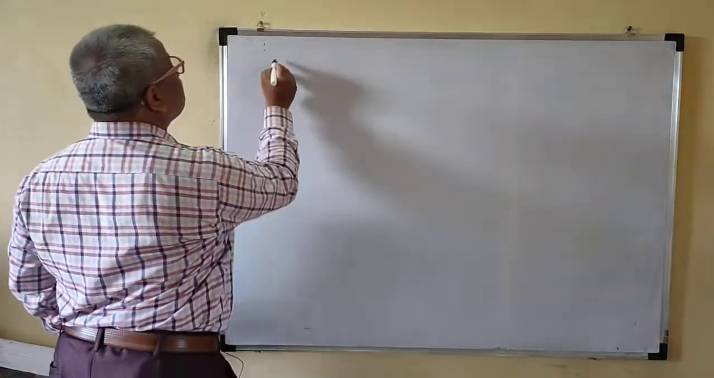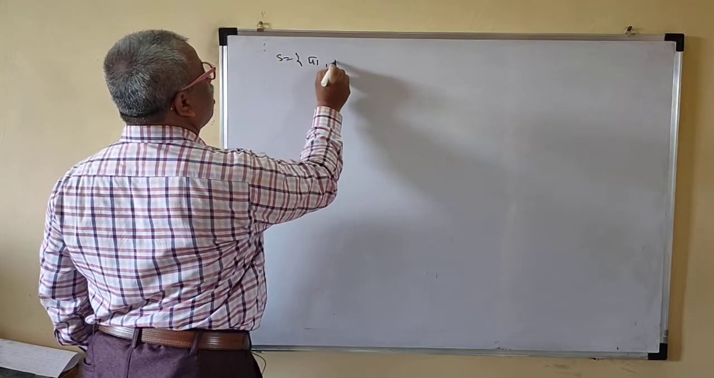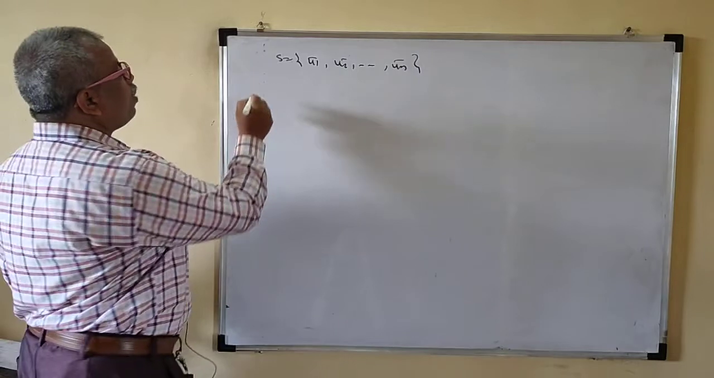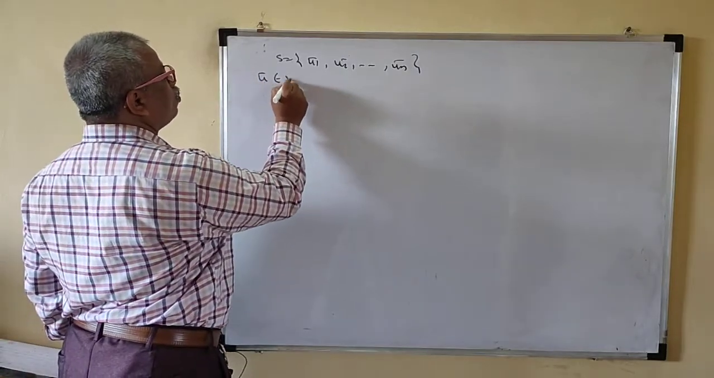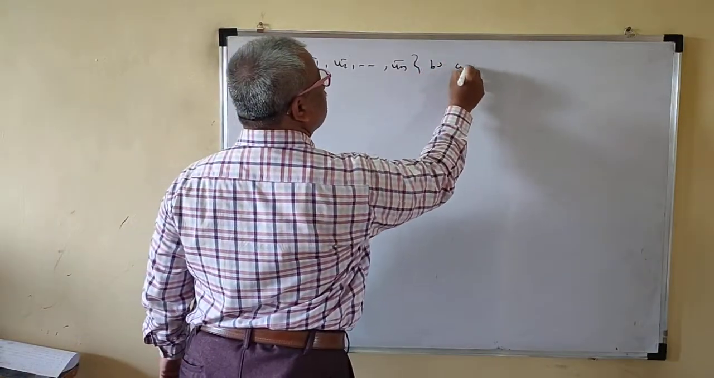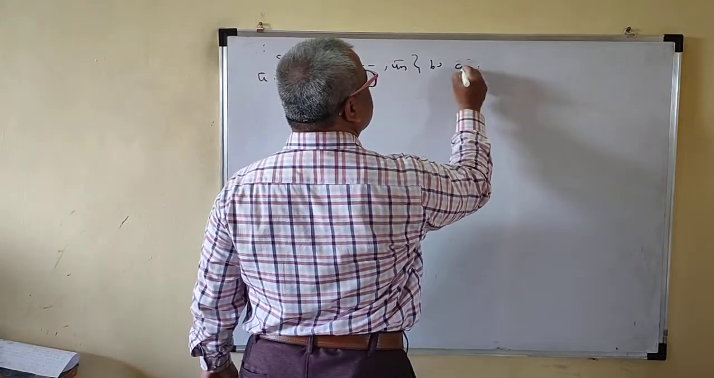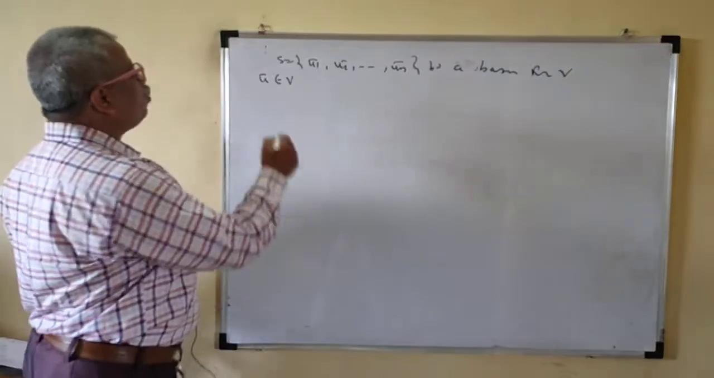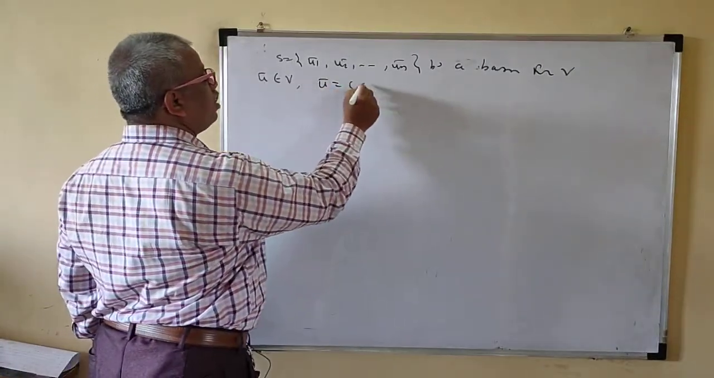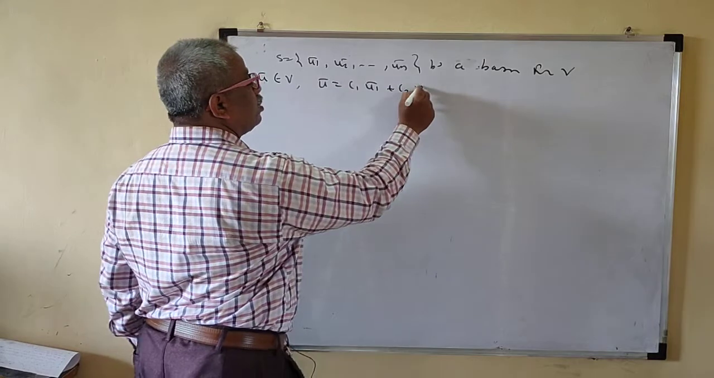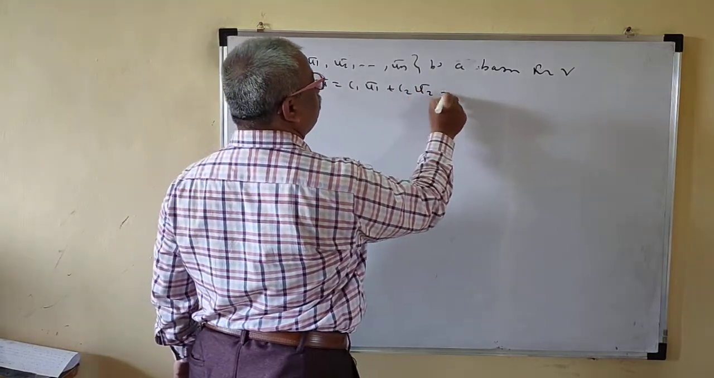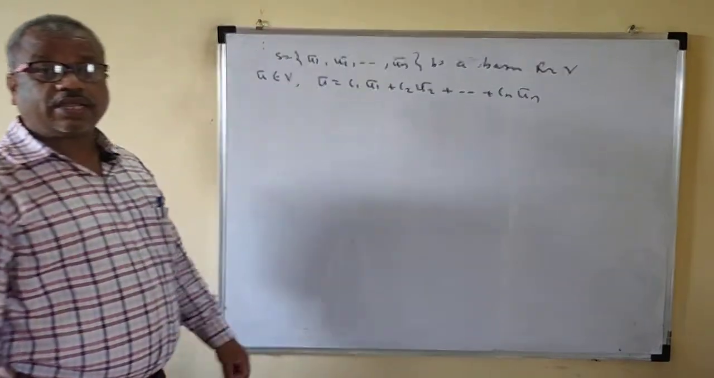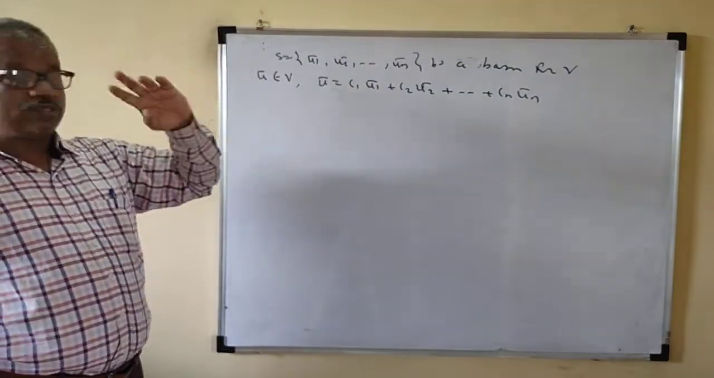Okay, now suppose S is equal to u1 bar, u2 bar, dot dot dot, un bar, and this is a basis for V. Then every vector u bar belonging to V can be written uniquely. This is very important here. u bar equals c1 u1 bar plus c2 u2 bar plus dot dot dot plus cn un bar. Every vector in V is expressed as a linear combination of these.